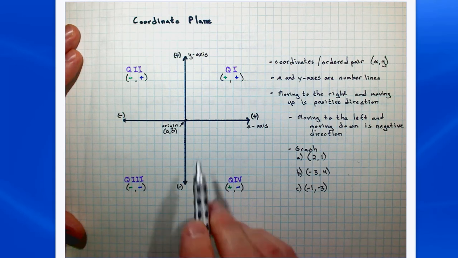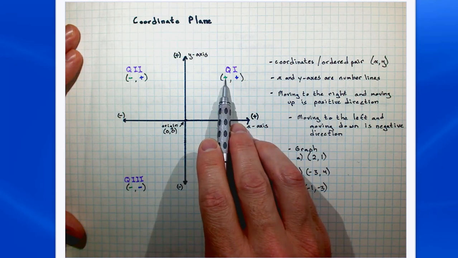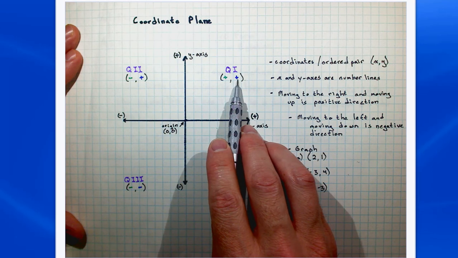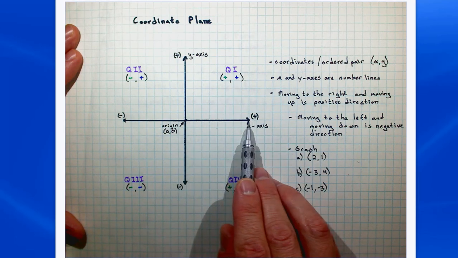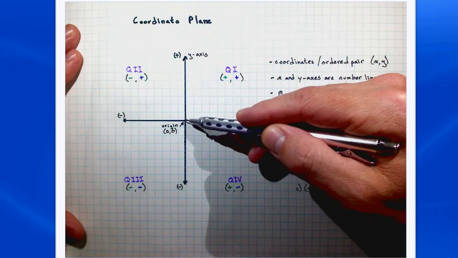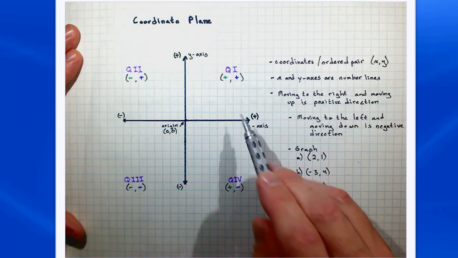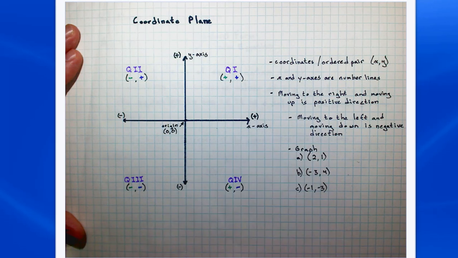Quadrant 1 has x values that are positive and y values that are positive. You can look at that: from 0 moving to the right are positive values, and from 0 moving up are positive values. That's why it's positive and positive.